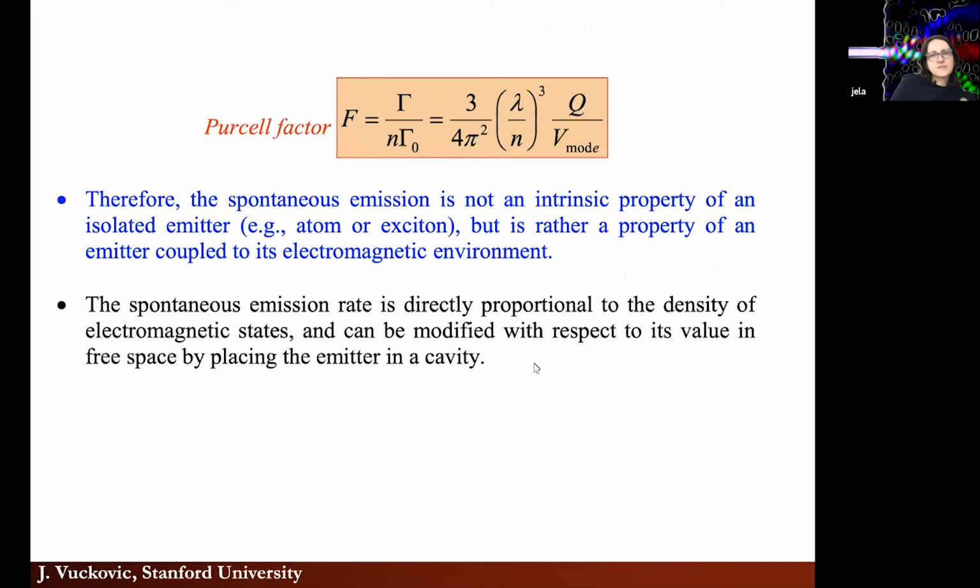But the idea is that spontaneous emission rate is not a property of the emitter that cannot be changed. You can enhance it by putting it into a cavity, but you can equally suppress it by putting it into something like a photonic band gap, where the density of optical modes is very small.